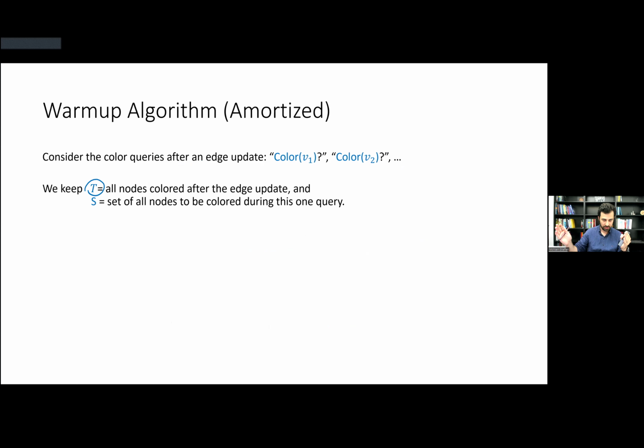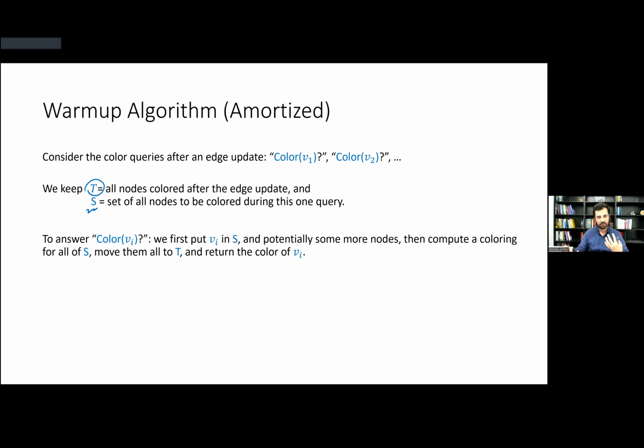So this is a kind of a more permanent set. And then there is a set S, which is empty at the very beginning of each query to a color. Then we put a number of vertices into the set S. We color those vertices, okay? And then we add them to T. And then we go to the next query starting from an empty set S, eventually coloring all the vertices of S and then putting them into T, right?